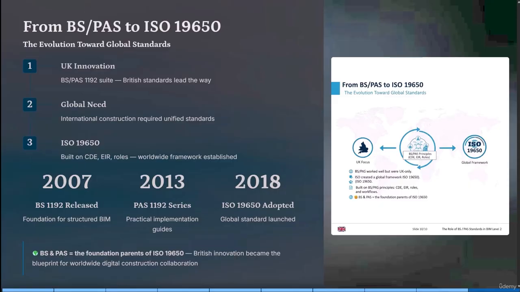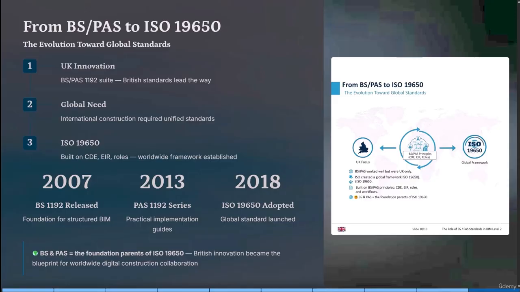So these two standards worked well, but were only for the UK. And at that time we needed a global standard. So a global or an international version was needed. So ISO created a global framework, ISO 19650, for the rest of the world. In fact, BS and PAS were rewritten and published in ISO 19650 for global use. In other words, BS and PAS can be considered the father and mother of ISO.